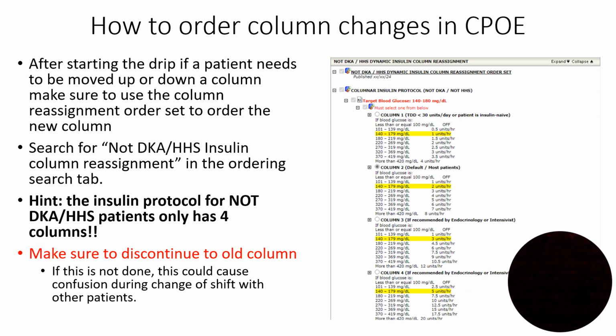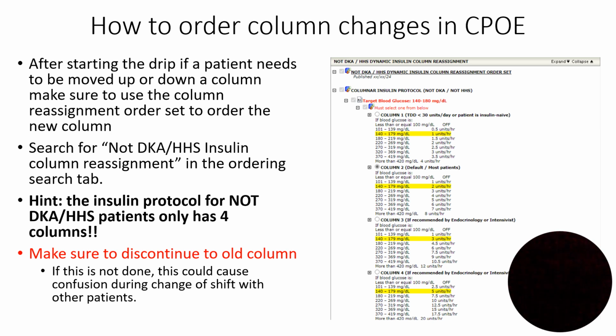How to order column changes in CPOE. After starting the insulin drip, if a patient needs to be moved up or down a column, make sure to use the column reassignment order set to order the new column. Search for not DKA, HHS insulin column reassignment in the ordering search tab.